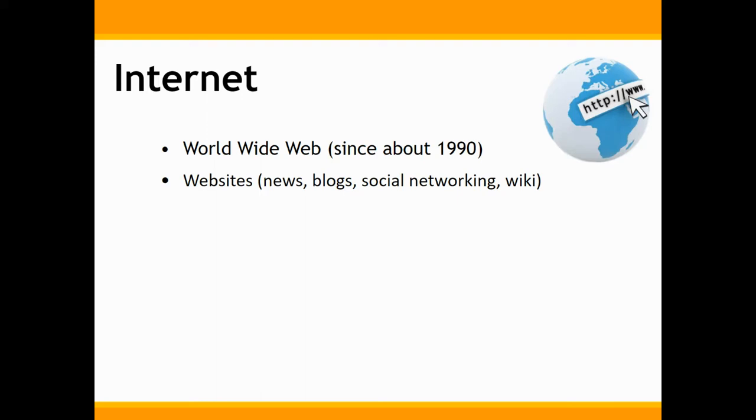And of course, we use websites on the internet to spread information. There's news websites, blogs where people write about information, social networking sites. So that's like your Facebook, Instagram, Twitter, wikis like Wikipedia, which share information. There's also forums and message boards where people can post their own ideas and thoughts.